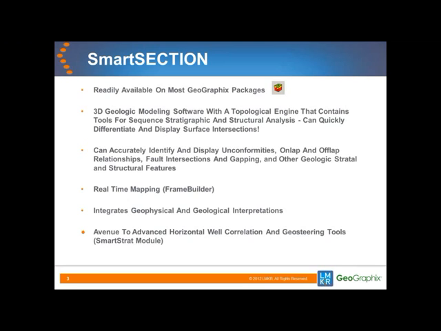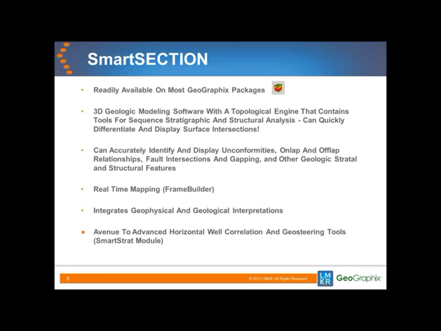Basically, it can easily differentiate and display different surface intersections and different geometries. Given this power, it can accurately identify and display unconformities, on-lap and off-lap relationships, fault intersections and fault gapping, as well as other geologic stratal and structural features.